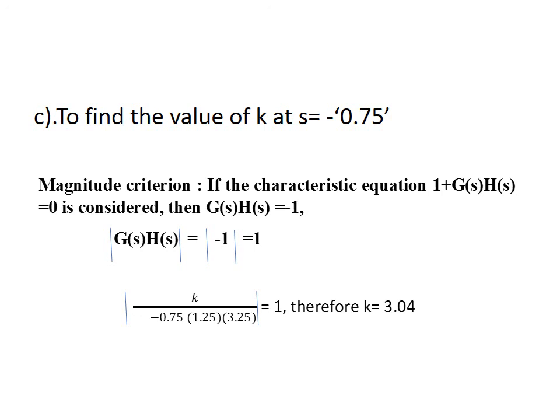Thus, through the angle and magnitude criteria, we can find out whether a particular point belongs to the root locus, and through the magnitude criterion we can find the value of the gain K at that instant when the particular root is as given by the statement.